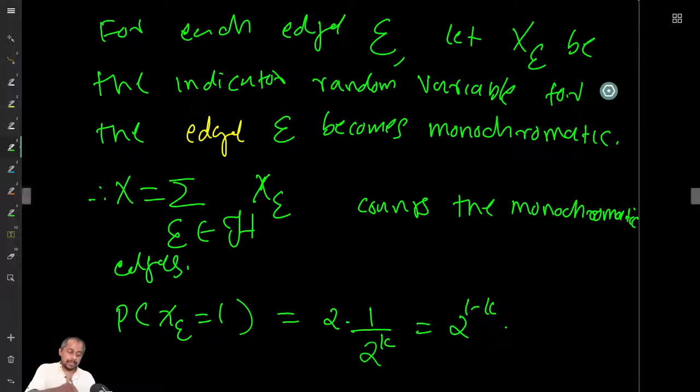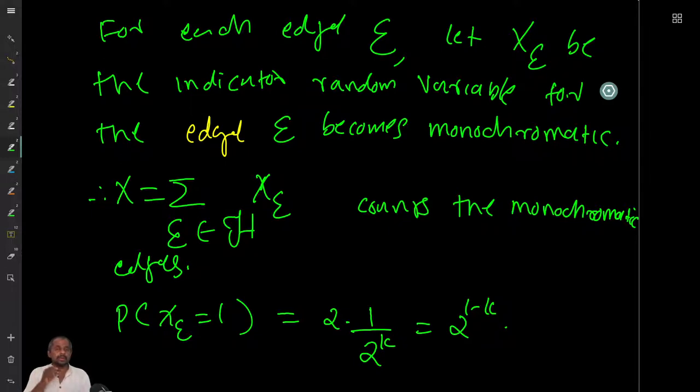Therefore, you have 2 times 1 over 2 raised to k. So the probability that the edge becomes monochromatic is 2 raised to 1 minus k, or 1 by 2 raised to k minus 1, right? So this is the probability that an edge becomes monochromatic.